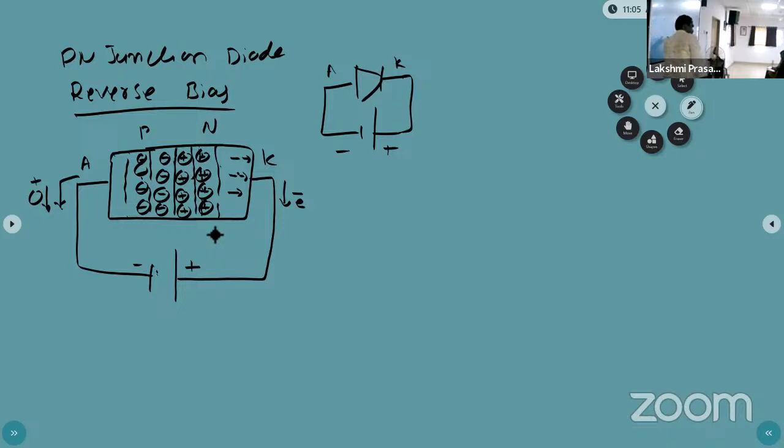After applying the reverse voltage to the diode, the junction will increase. Why is it increasing? Here you can see the junction. This is the p type with holes, and the n type with electrons.